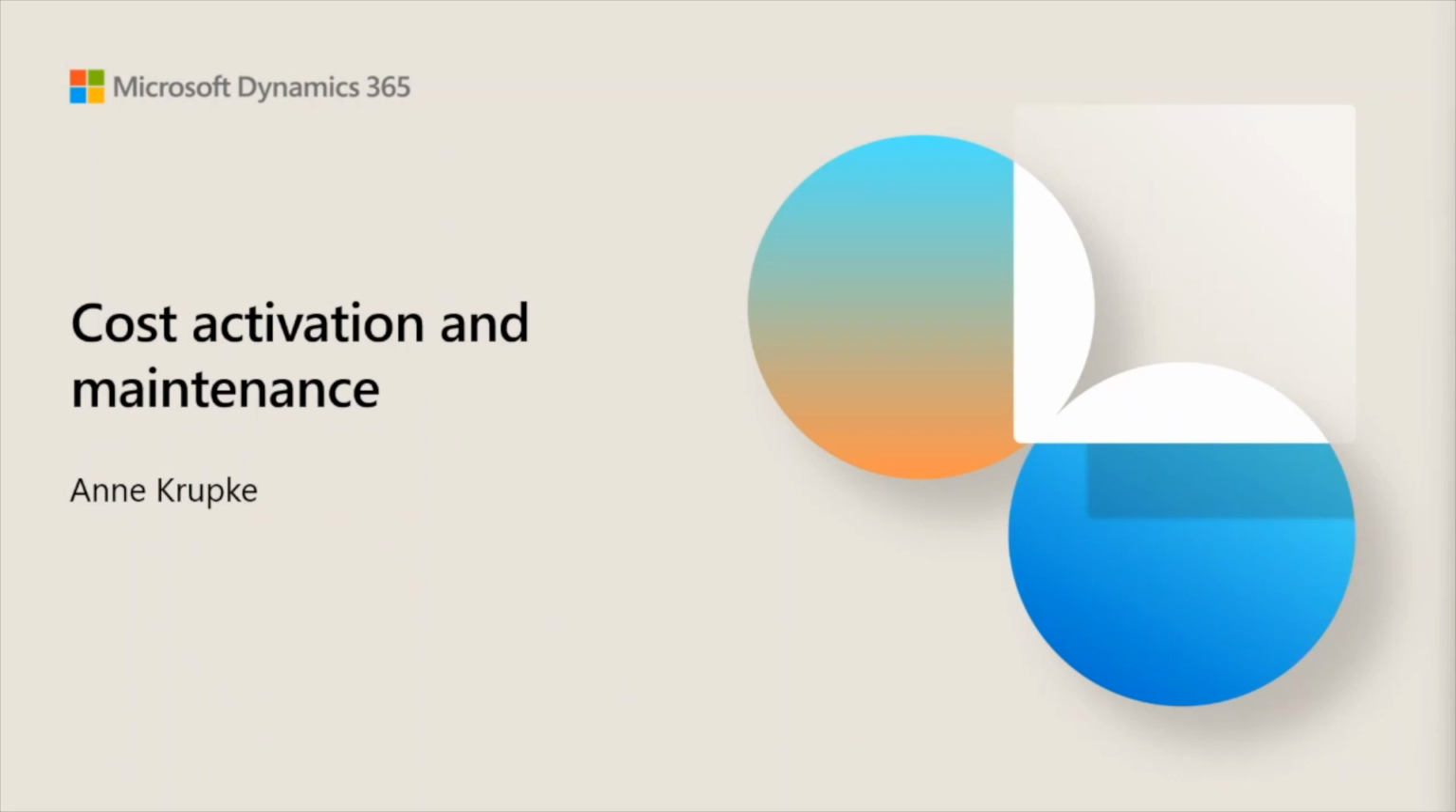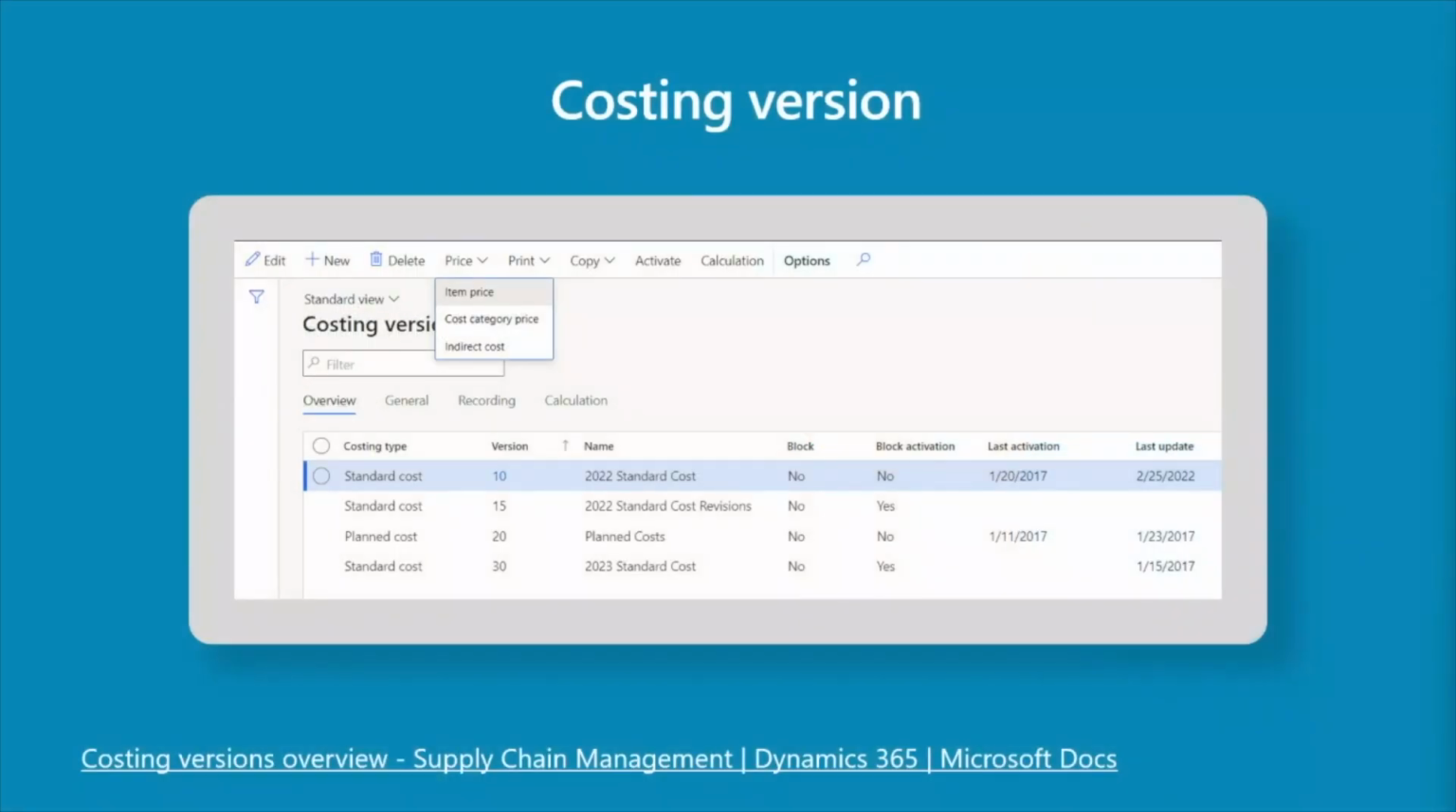Thanks, Rachel. Once we've built out our cost groups and our costing sheet, we have the foundation for calculating our standard costs in the system. Let's take a look now at the process of cost activation and maintenance in D365 Supply Chain Management. Before you can start creating or calculating costs, you'll need to create one or more costing versions. The primary purpose of a costing version is to contain cost records about items, labor, and indirect costs. By having multiple costing versions, we can track the history of the standard costs we have established in the system.